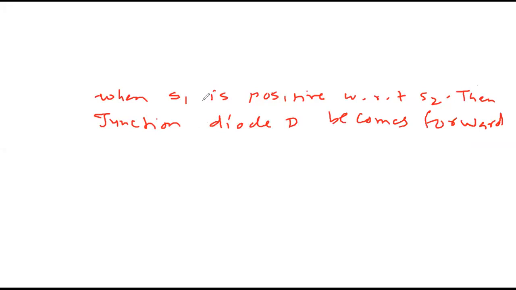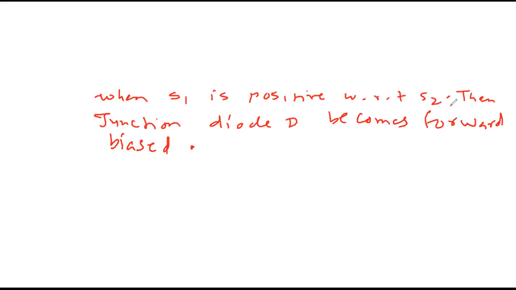So S1 is positive with respect to S2, then junction diode D becomes forward biased. Forward biased means it will conduct, no? Forward biased means closed circuit or open circuit? Closed circuit. Closed circuit means it will pass current or not? It will. Remember these small points.